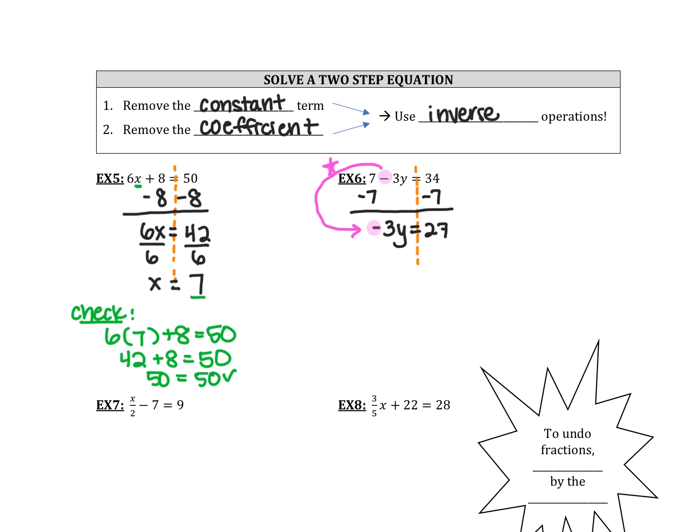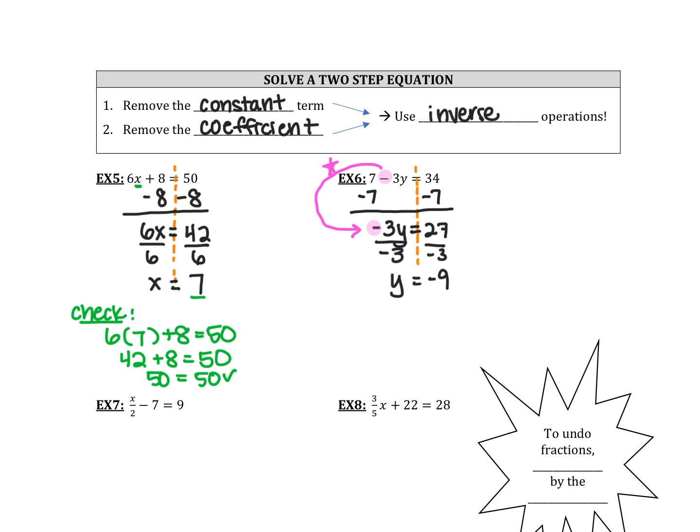So watch for it now. Anytime we have a negative coefficient, that negative needs to stay with its coefficient. So to undo a negative 3y, or to undo a negative 3 from the y, I'm going to need to do division. But when I divide here, I'm going to need to divide by negative 3 to get y equals negative 9.